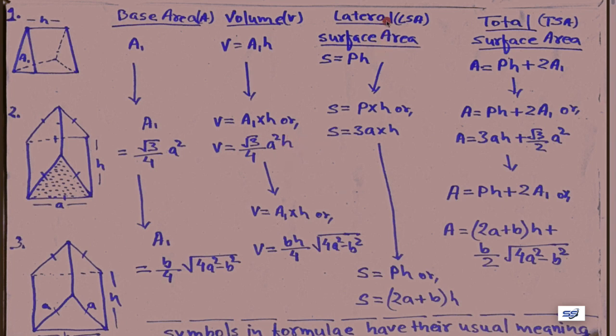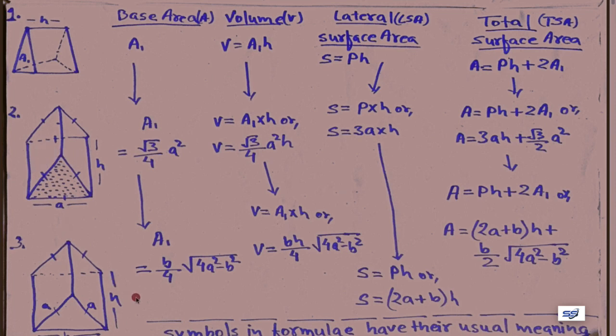Lateral surface area, S is equal to P into h, or S is equal to 3a into h. Total surface area, denoted as A is equal to P into h plus 2A1, or A is equal to 3ah plus root 3 upon 2 a square. Using these formulas, we will calculate the requirements of the second prism.